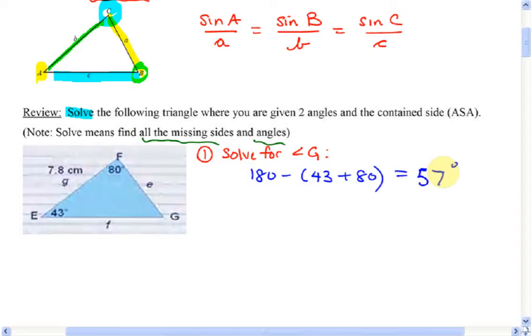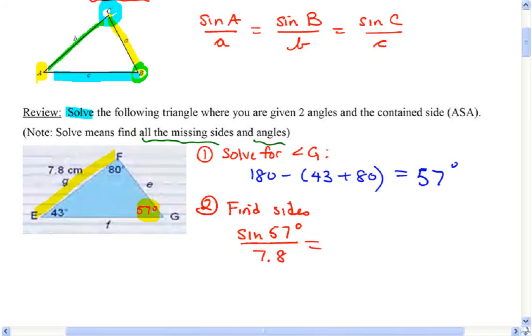Next, what should I do next? Use the angle to find what? Any side I want. Sure. So this is now 57. Let's now go ahead and find the sides. It doesn't really matter which one I do first, but notice I need that 57 because it relates to the side G of 7.8. So sine of 57 degrees over 7.8. Let's do E first. So that'll be sine of 43 degrees divided by E.